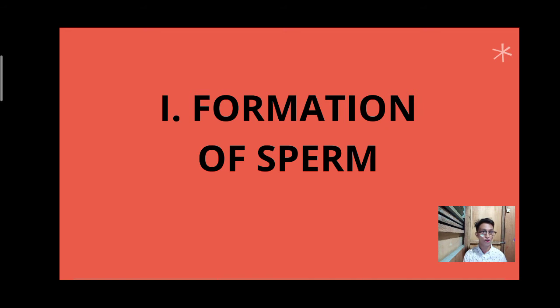Let's proceed with the next part of our discussion, and that is the formation of sperm. You have to remember that the temperature of the scrotum is about 2 to 3 degrees Celsius cooler than the temperature inside the abdomen. The normal body temperature is 37 degrees Celsius. That's correct, you heard that correctly. 37 degrees Celsius is too high for the sperm to complete its development.